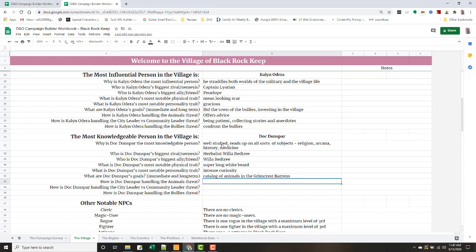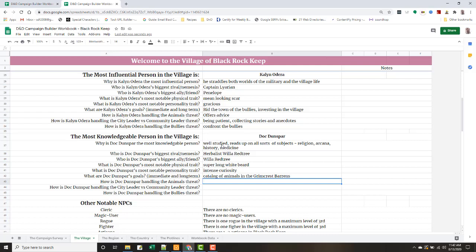He wants all sorts of information about whatever animals the PCs come across and would probably be asking if they'd seen anything unusual and always wanting them to collect specimens if they can. So how is he handling the animal threat? He would be very curious about why these wolves are suddenly attacking the village.